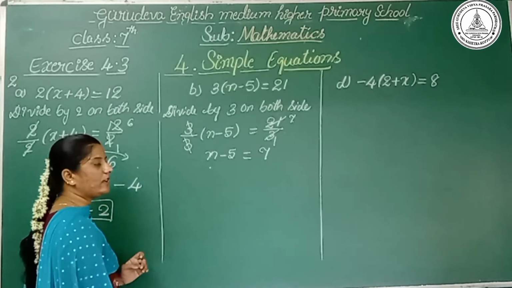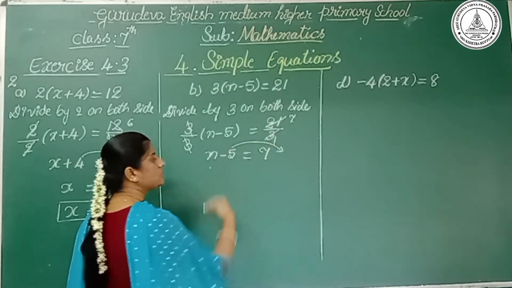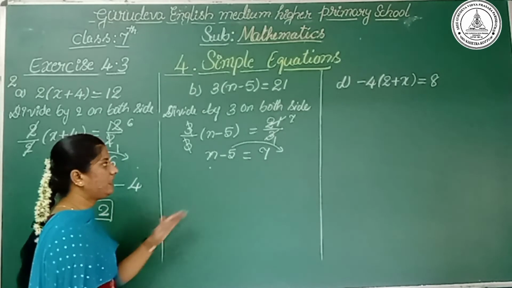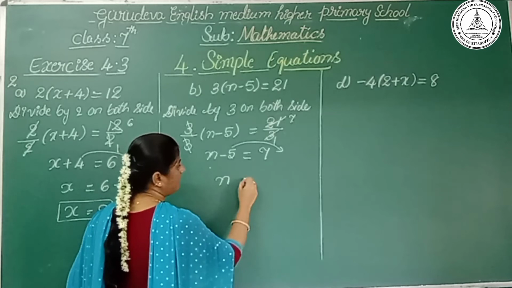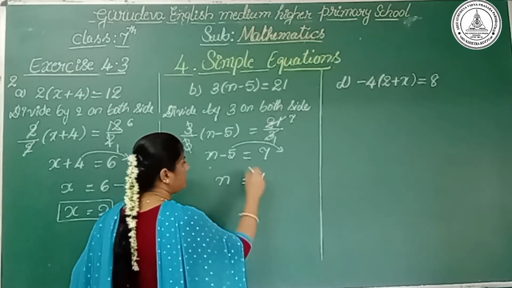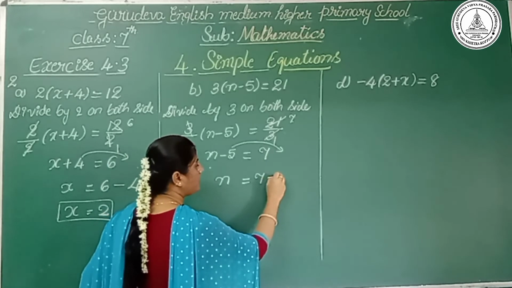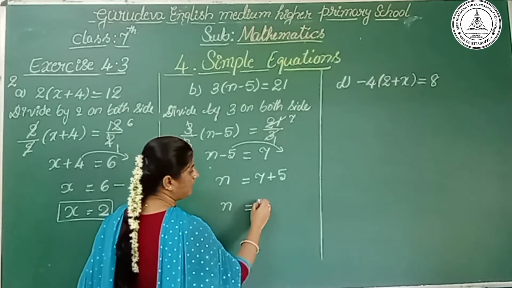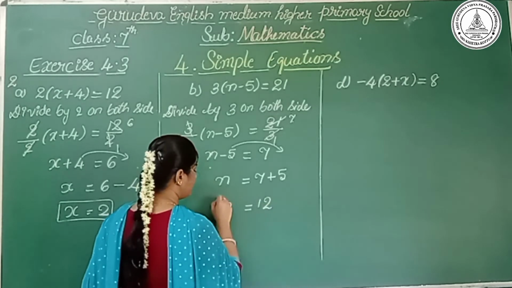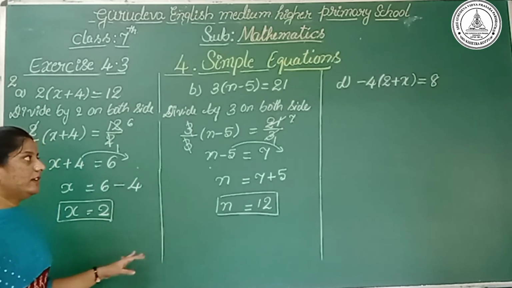Okay, so now what do we have to do in the next step? In the next step we have to transpose minus 5 to the right hand side, then it will become plus 5. Okay, then LHS is n, which is equal to 7 plus 5. Transposing to the right hand side, it will become plus 5. Then n is equal to 12. So n is equal to 12 is the solution for the given equation.